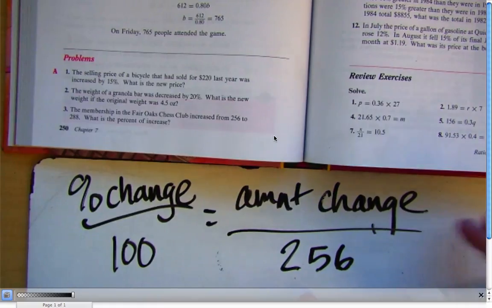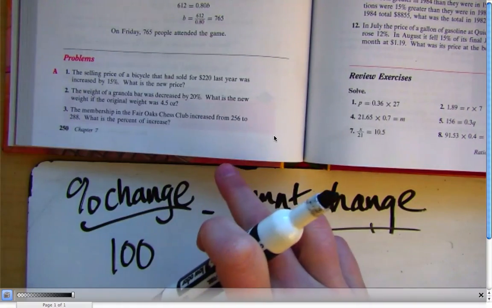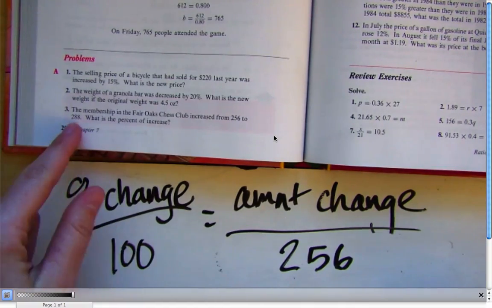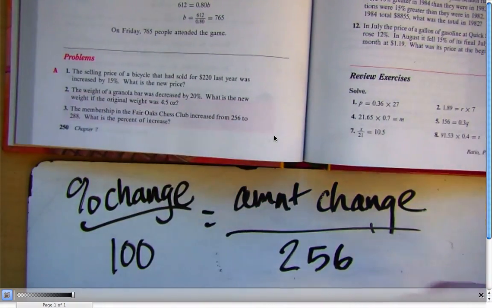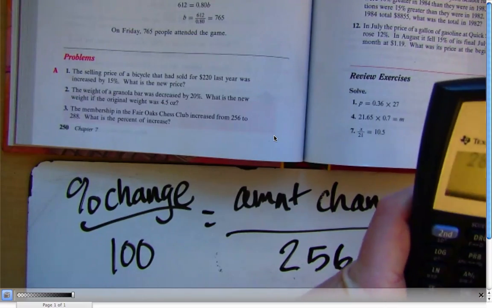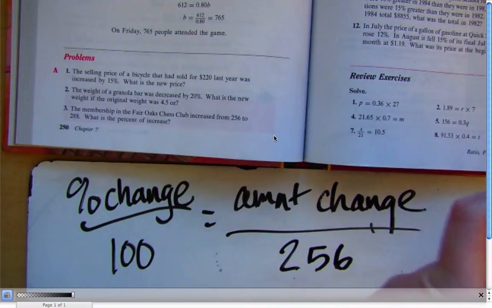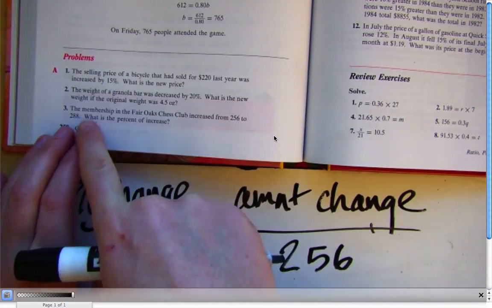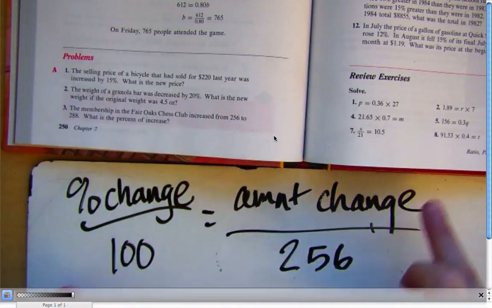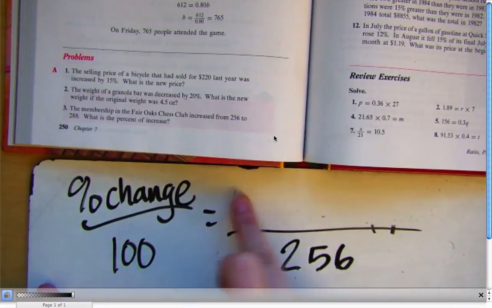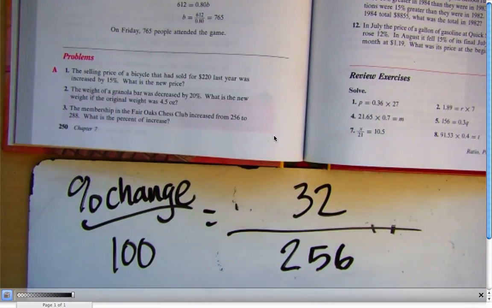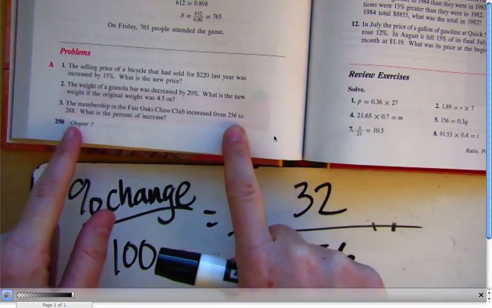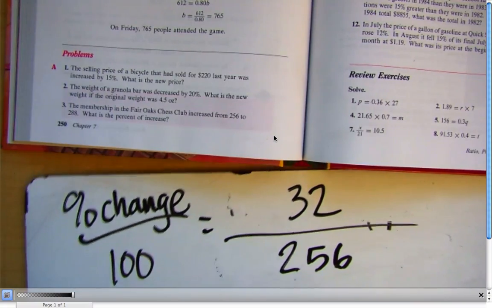This is the amount it changed by. Do we know how much it changed by? No, but we can figure it out. How would we figure it out? Well, it ended up at 288. It was 256, so subtract. 288 minus 256 is 32. So that means the membership increased 32 people. It went from 256 to 288, so it increased 32 people. So that's the actual amount it changed. Whenever you're given an old amount and a new amount, you're going to have to subtract to find out how much it changed by.